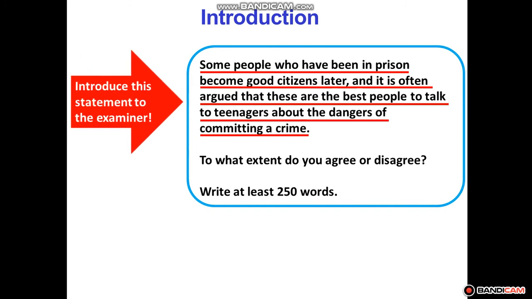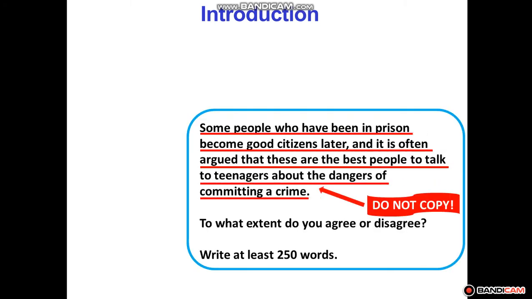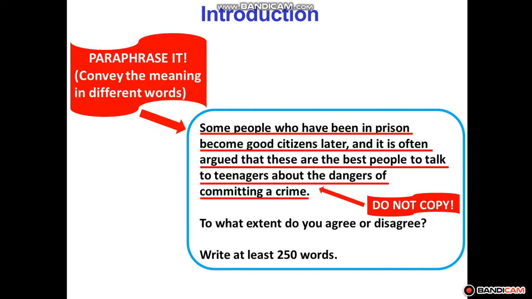So we are supposed to introduce this statement to the examiner. Do not suppose that the examiner already has the idea. We suppose he has no idea about it, and we are supposed to give the idea to the examiner in our own words, in paraphrased language. All right. So what I mean is, do not copy the same words exactly. On the contrary, what you are supposed to do is to paraphrase it.